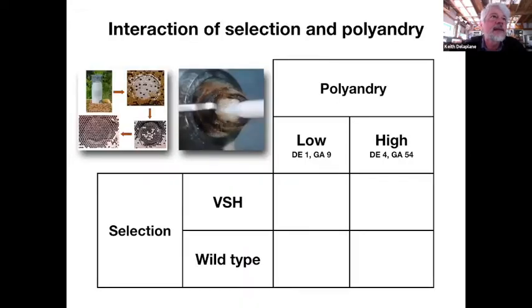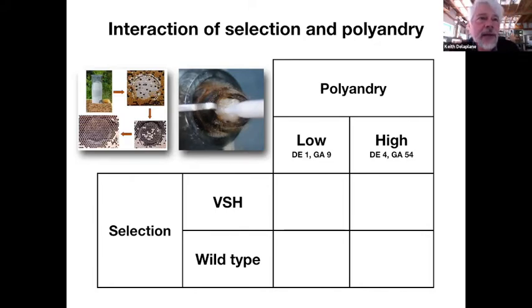And here's what it looks like diagrammatically. We created 4 classes of colonies with 2 levels of polyandry, low polyandry and high polyandry, and 2 levels of rare alleles, either pre-selected for varroa-sensitive hygiene or non-selected drones of a wild type. These wild type drones, let me stress, were selected for nothing, no selection whatsoever. They were just colonies that we picked out of our apiaries.